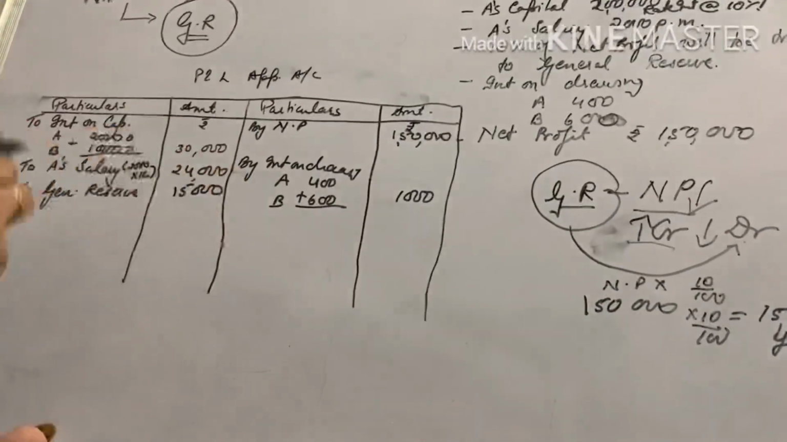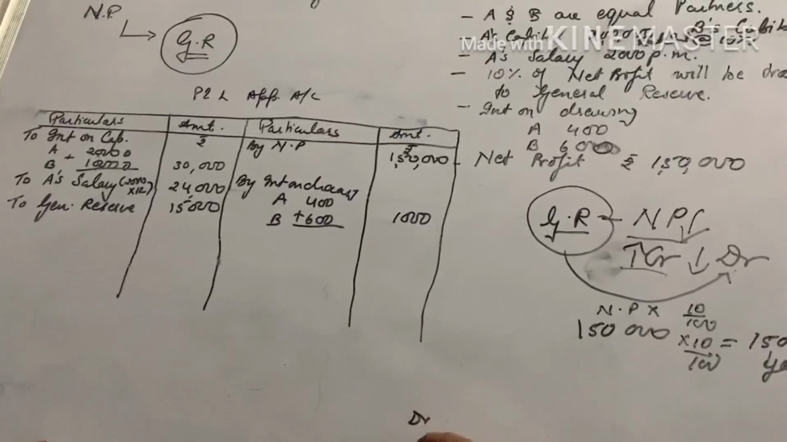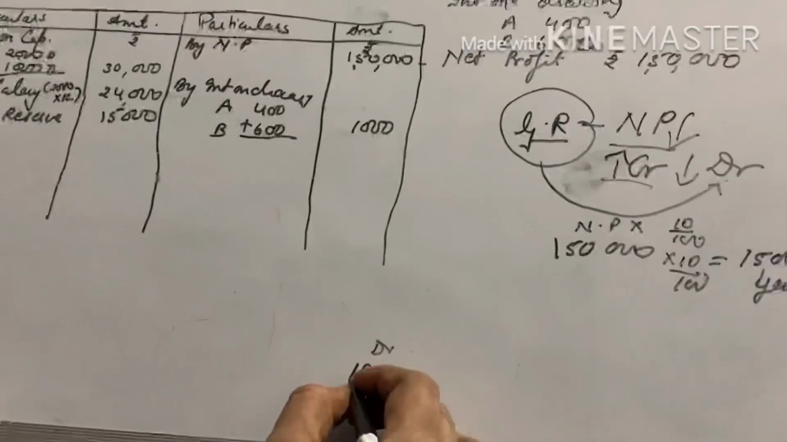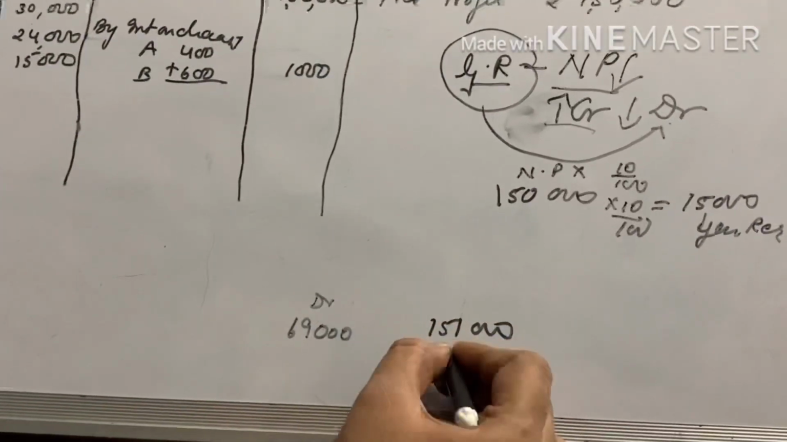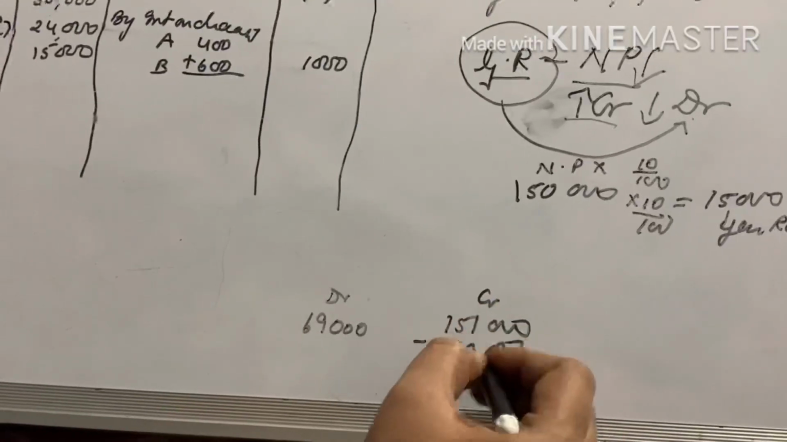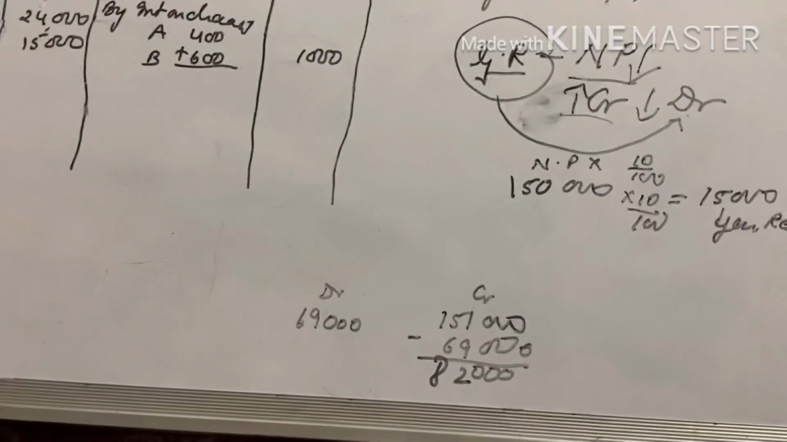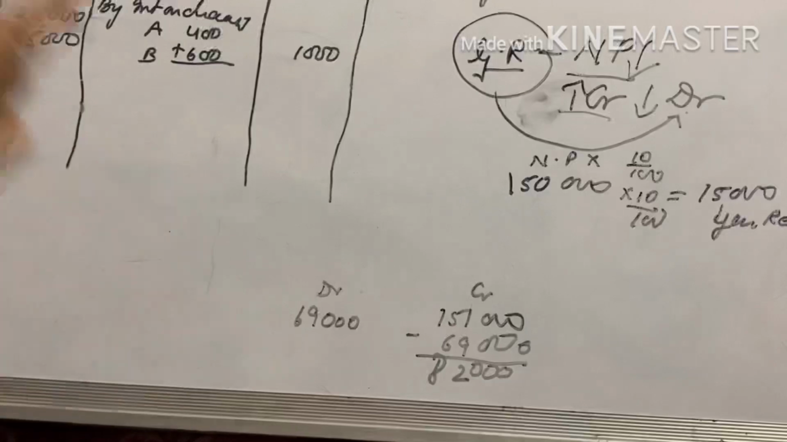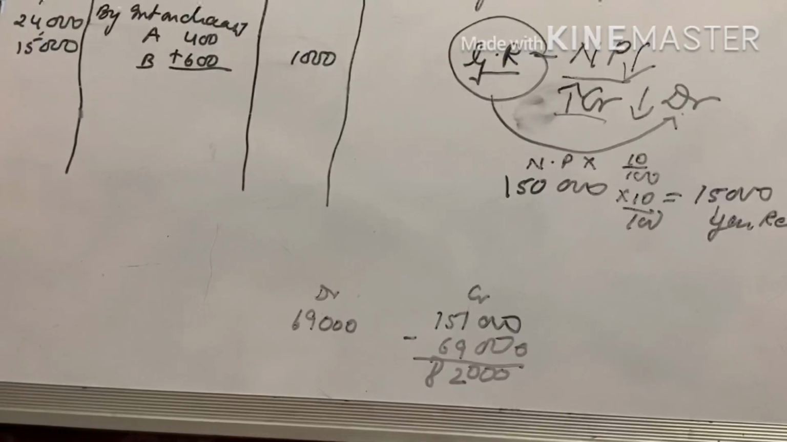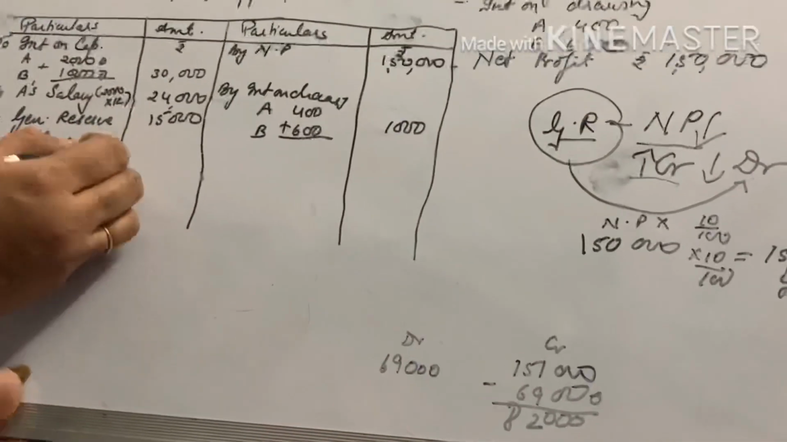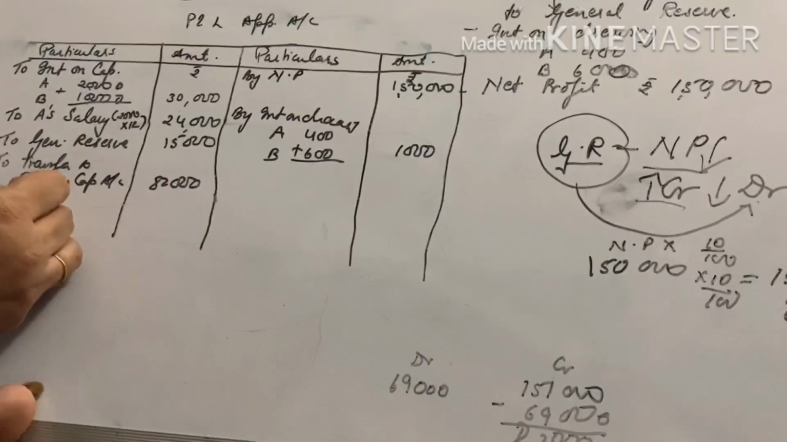Now what will we do again? Please add all the debit side and the credit side and find the difference. So when we add the debit, what are we going to get? We are going to get 69,000 rupees, and here it will be 1,51,000. So please subtract 69,000 from 1,51,000, आपको क्या मिलेगा? 82,000. 82,000 rupees. That 82,000 will be transferred to partners' capital account. So 82,000 will be transferred to partners' accounts, A and B.